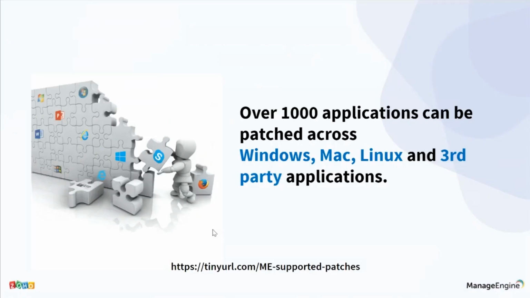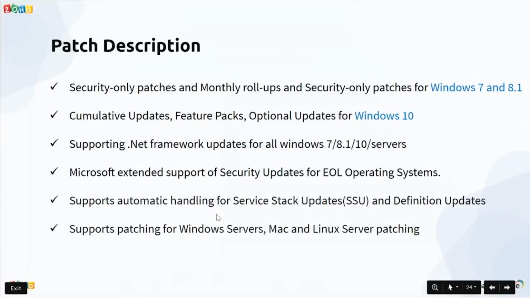Desktop Central supports the patching of over 1,000 applications across Windows, Mac, and Linux, and about 850 plus third-party applications as well. You can find a complete list of our supported applications in the URL mentioned below. Before we go ahead with creating a patching schedule, let's get a few doubts cleared regarding the updates which should be installed. Let's take a look at Microsoft's method of releasing updates and its recommendations for installing these updates.